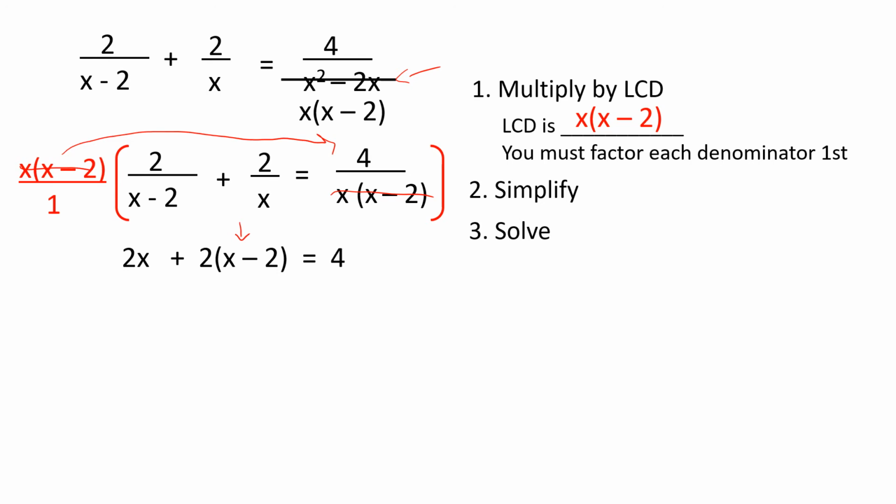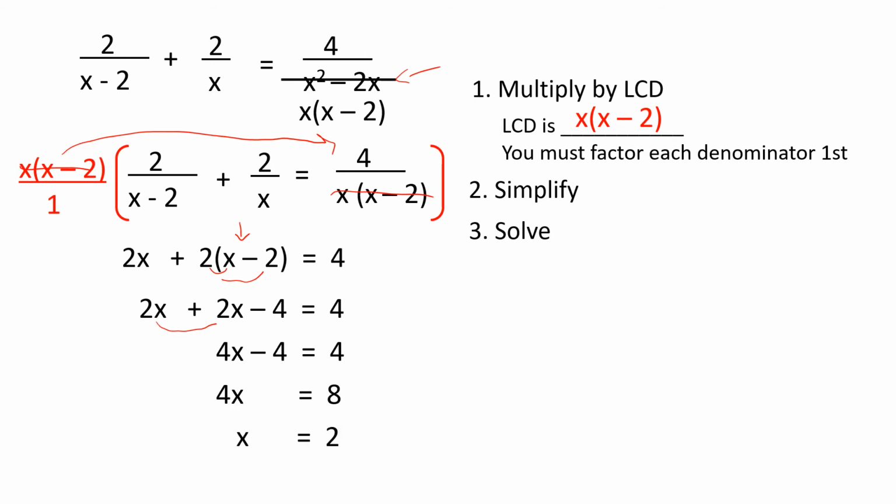We still need to simplify because we need to take this 2 times x and 2 times the -2. We can simplify again because these two right here are like terms, so we get 4x minus 4 equals 4. Now that we've simplified completely, we can solve by isolating that variable. So I'm going to add 4 to both sides, and I get 8. Then I'm going to divide both sides by 4, and I get 2.